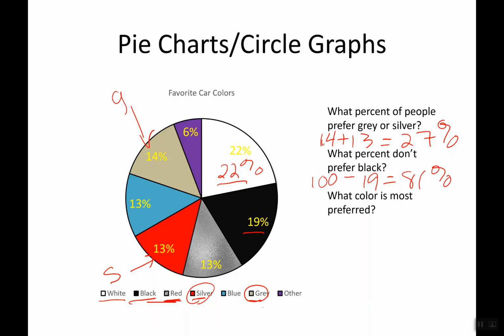And then the last question says, what's most preferred? So I'm looking through the numbers. I look for the highest percentage, which is 22, and that corresponds to white. Right. So I'm not going to have you make any charts. I just want you to read charts to be able to go through and pick out the information. I do want you to slow down and make sure you read things, but these shouldn't be difficult.